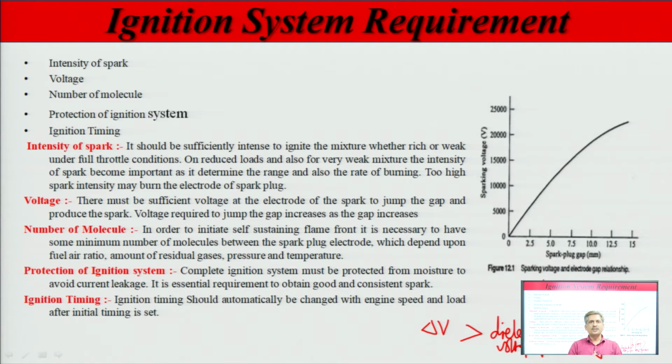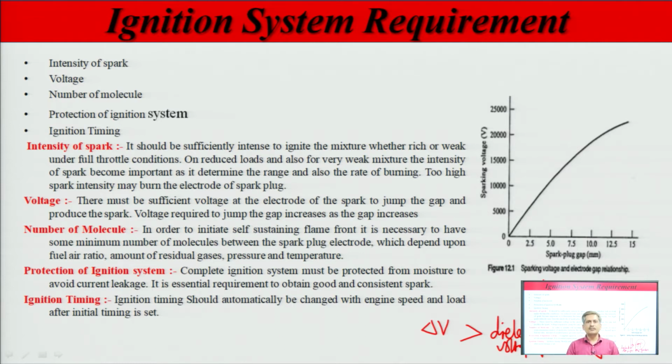So, in order to initiate a self sustaining flame front, it is necessary to have some minimum number of molecules between the spark plug electrodes, which depends upon the fuel air ratio and the amount of residual gases. Residual gases are those which remain from the previous cycle, and also the pressure and temperature of the combustion chamber. Then the protection of the ignition system is also very important.